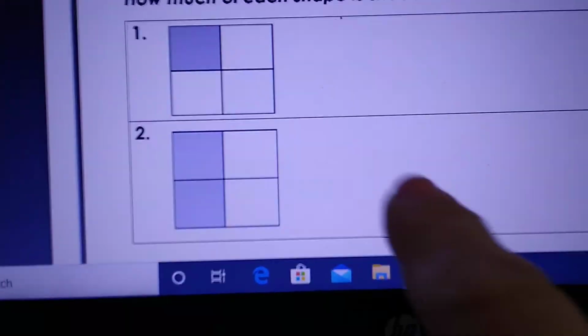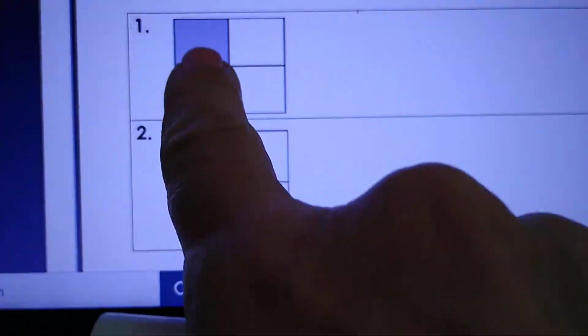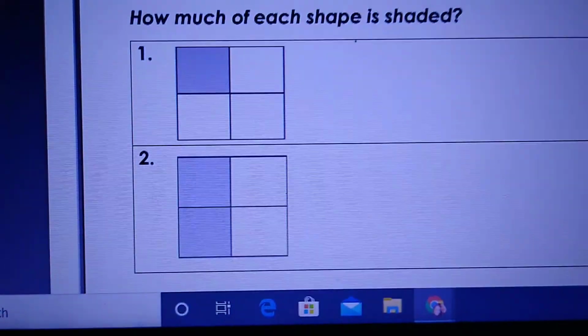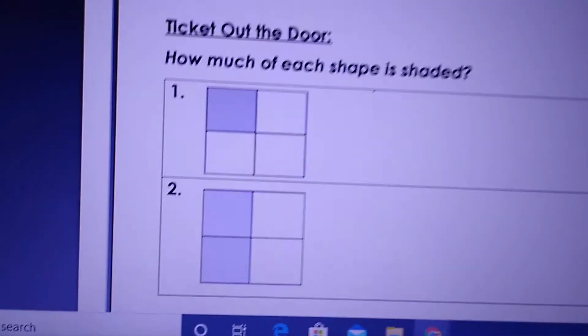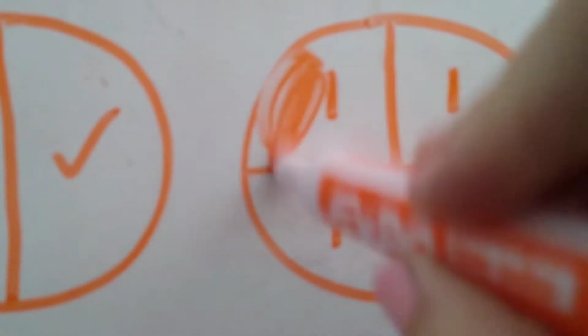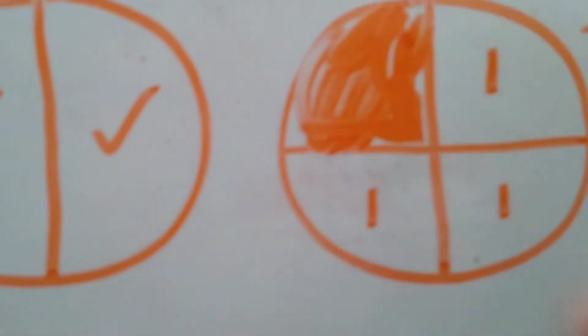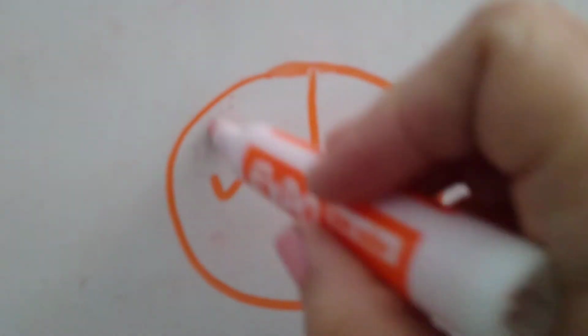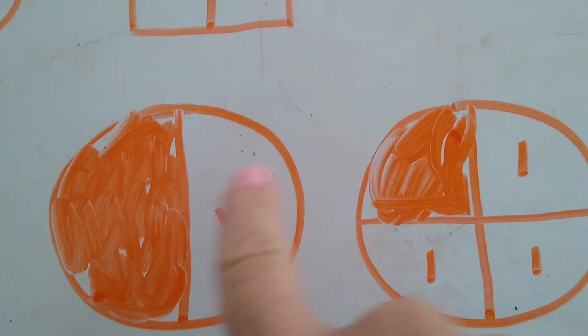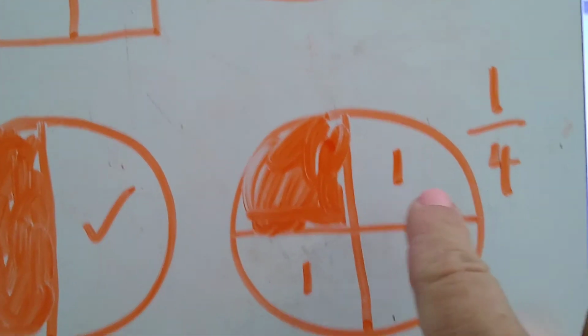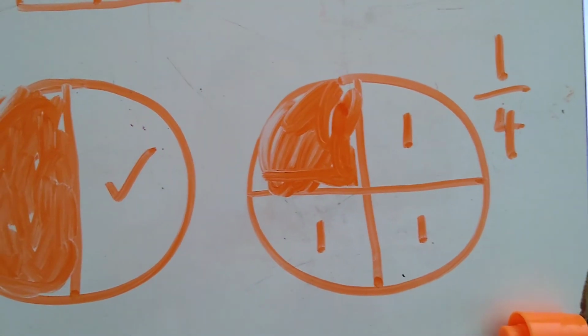Yes. So this shape is half shaded, and this shape is how much shaded? 1/4. 1/4 of this shape is shaded, just like we made quarters out of this shape. This is 1/4 of the shape. And this is 1/2 of the shape. So if something is cut in half, these are called halves. If something is cut in 4 pieces, it's called quarters.